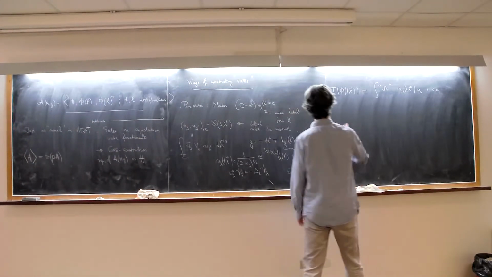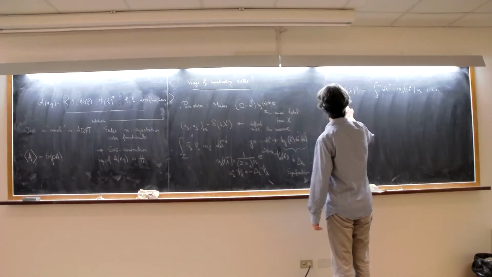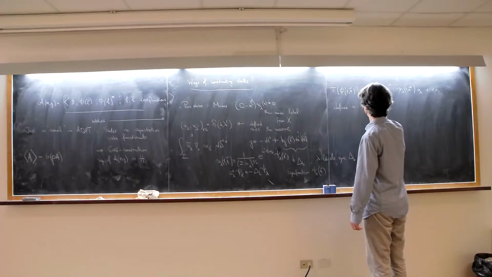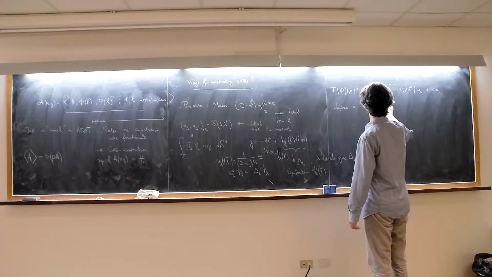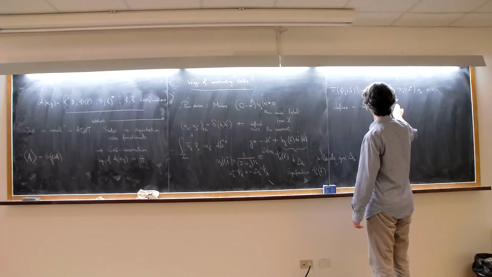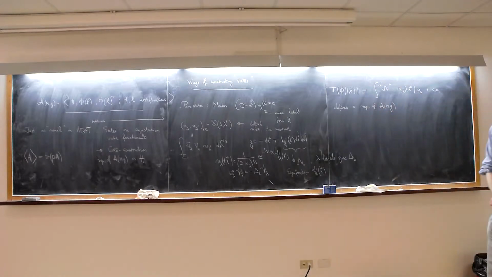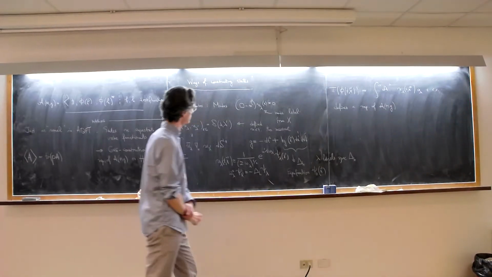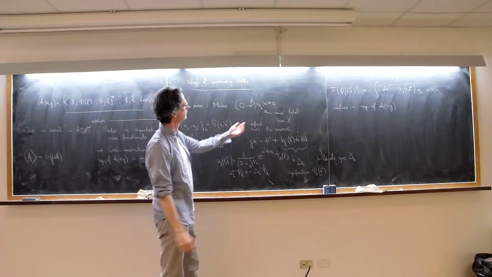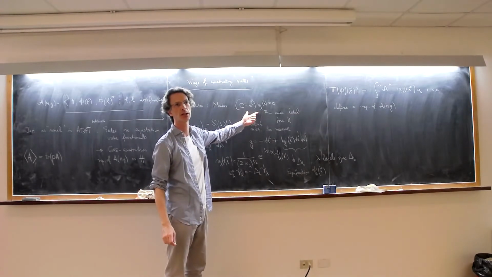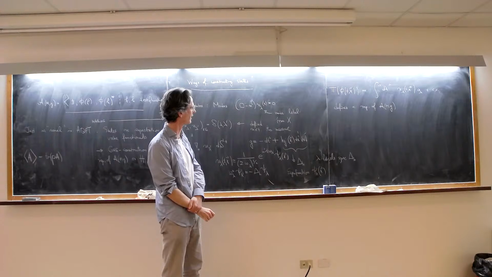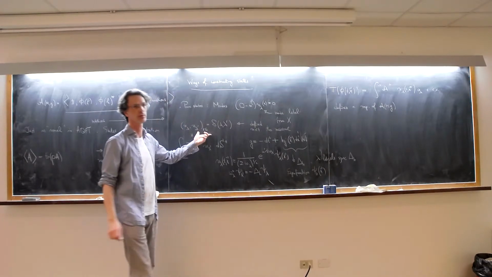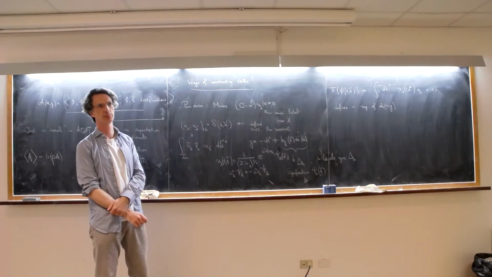So this defines a representation. This is one way to get a state. You have to pragmatically solve the wave equation, the Klein-Gordon equation. That's difficult enough. And then you have to Klein-Gordon normalize.